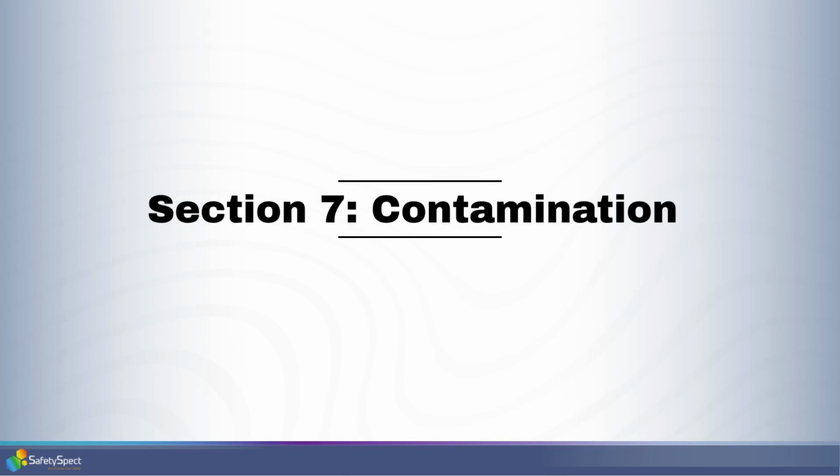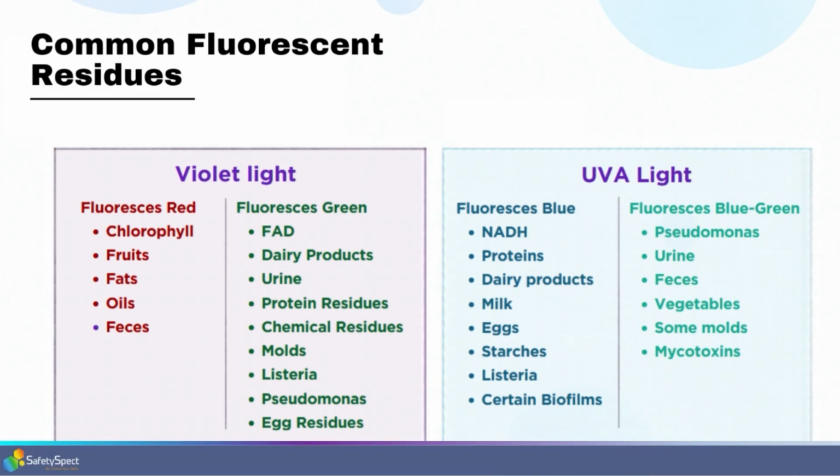Section 7. Contamination. To effectively operate the CSI device, the user must be able to identify different types of contamination. Many organic residues fluoresce under ultraviolet light. For example, chlorophyll appears red, protein residues appear green, urine appears blue-green. This occurs because materials absorb UV light and re-emit it as visible light. Fluorescence intensity can indicate the amount of residue present.